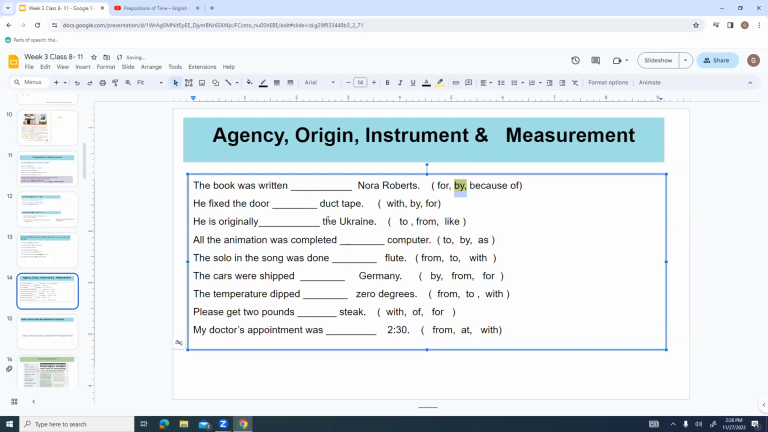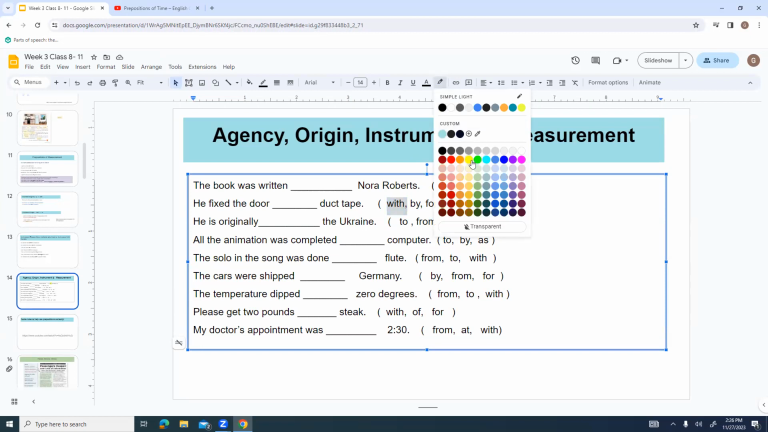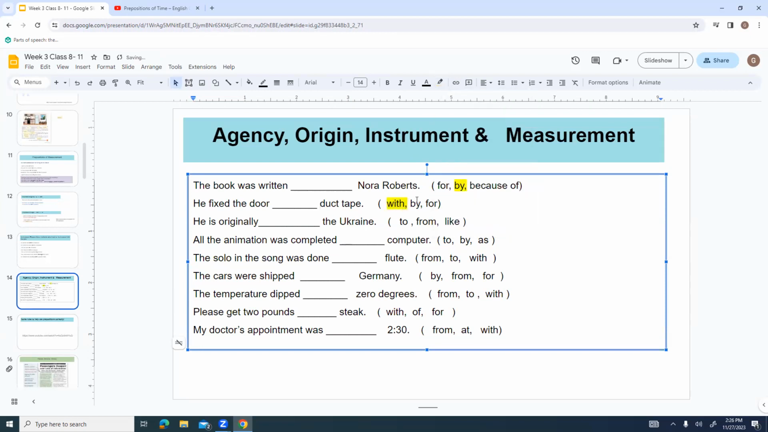He fixed the door with, by, or for duct tape. With duct tape. Now, if you ask me to explain why I know it's with rather than by, I don't have a good reason. Again, this is where the idiomatic thing comes in. I just know that to me, mentally, it sounds right, but I can't give you a logical reason for it.